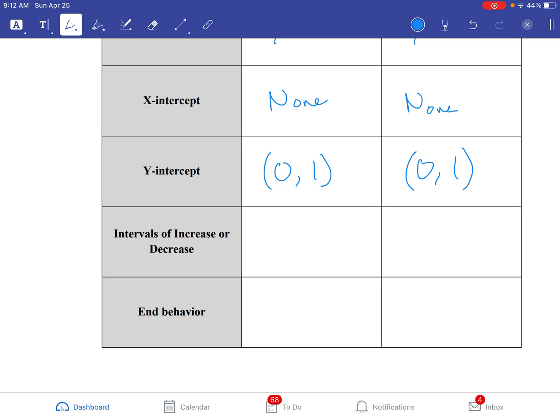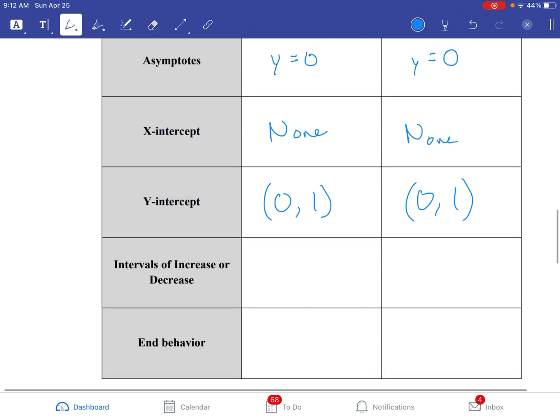Intervals of increase or decrease. So between what intervals is the graph increasing or decreasing? So a growth function is going to be increasing over the entire domain.